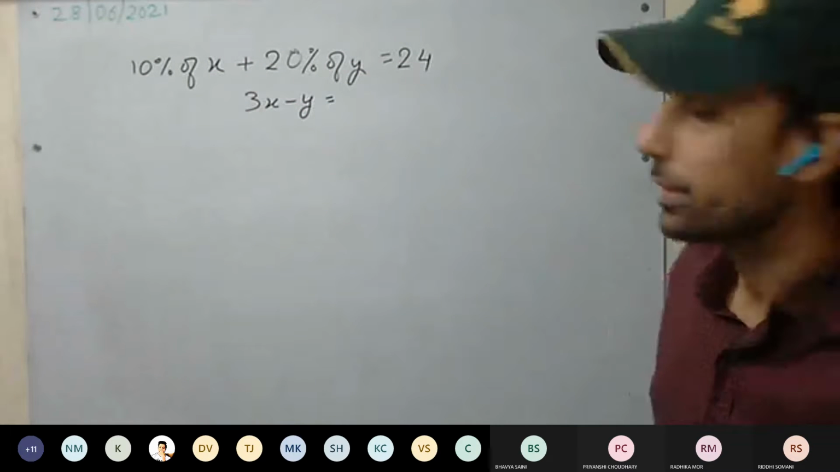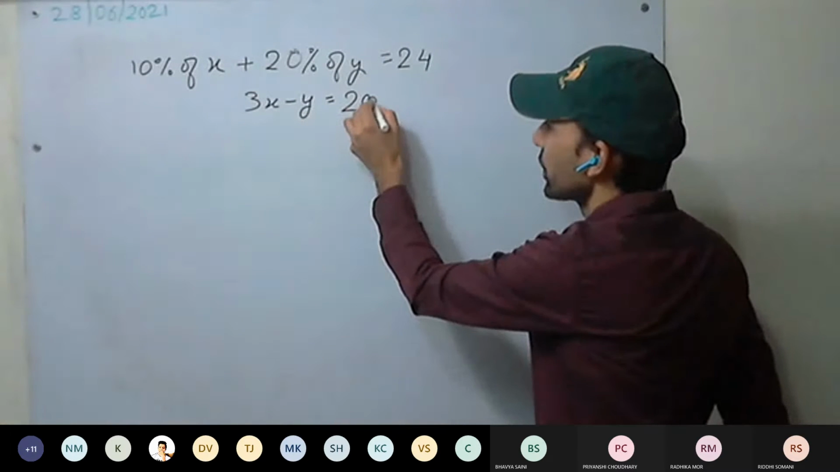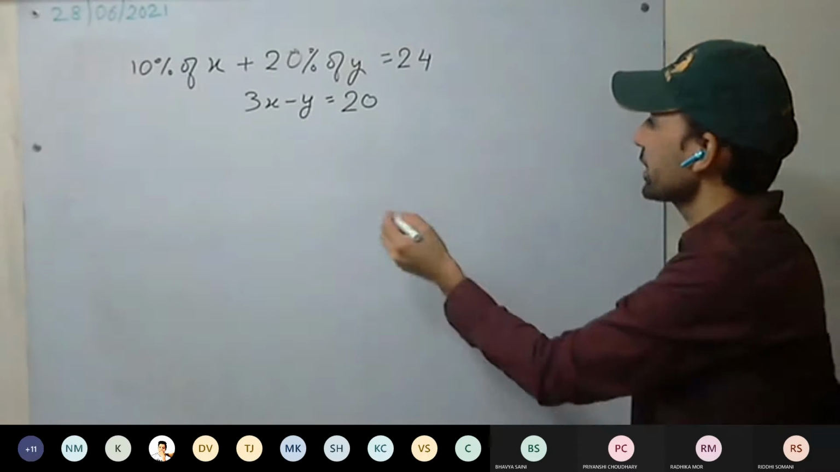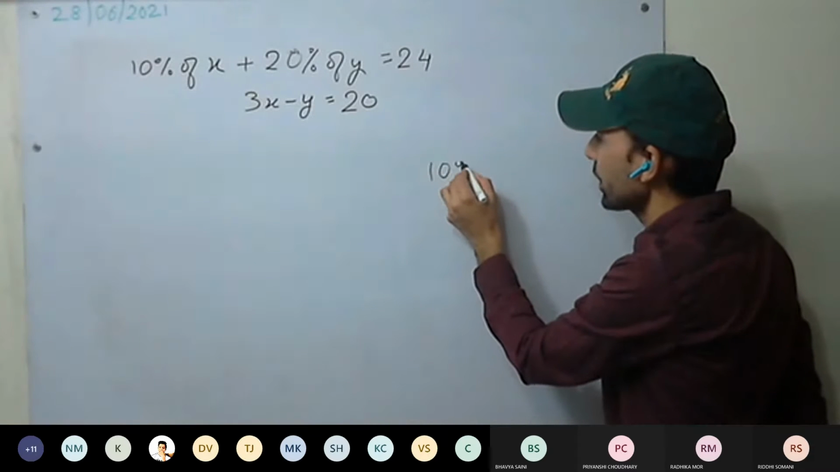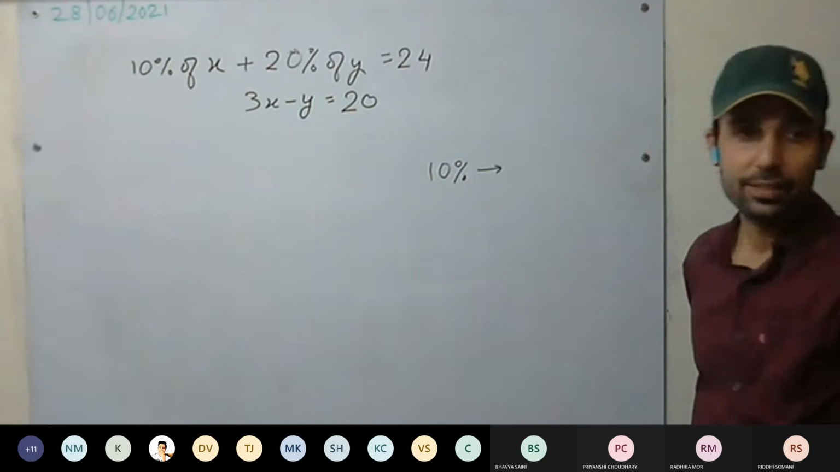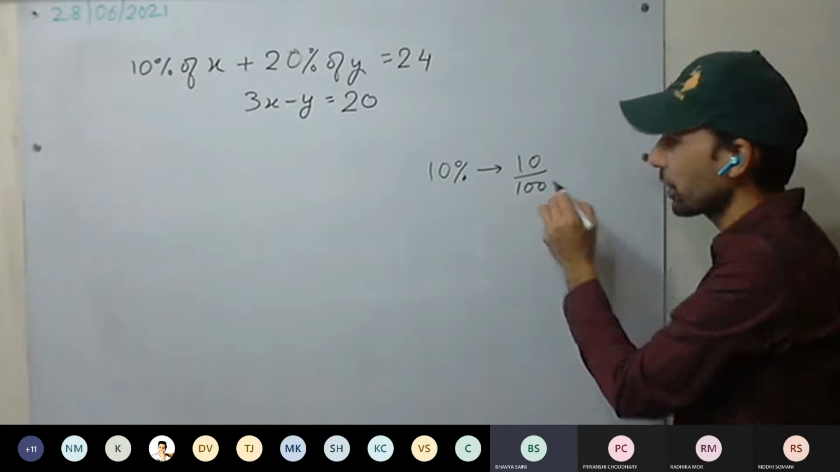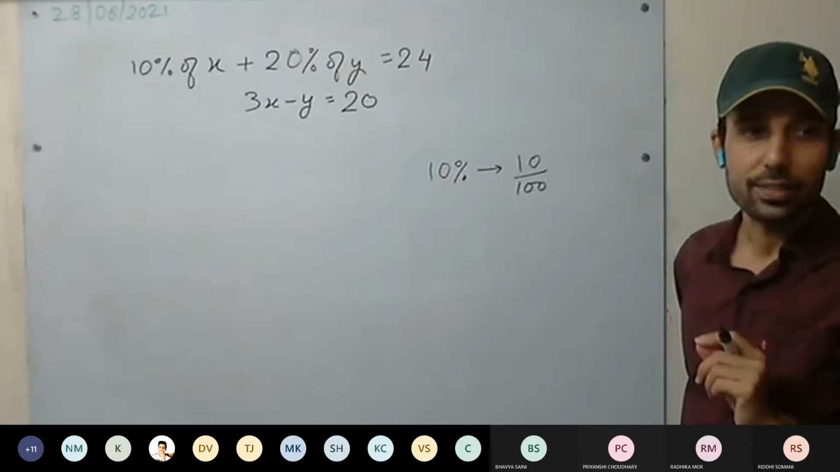Okay, what does percent sign mean? If I say 10%, what does it mean? It is 10 upon 100. So we are taking 10 upon 100.